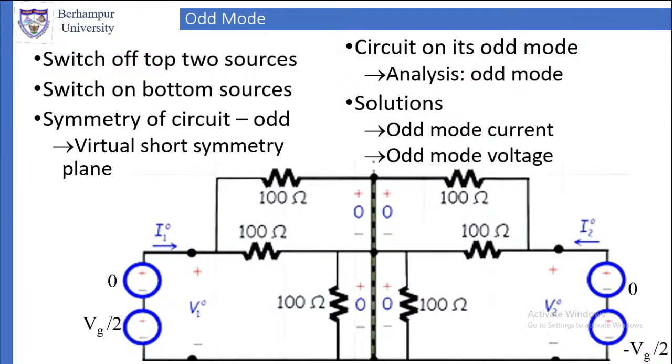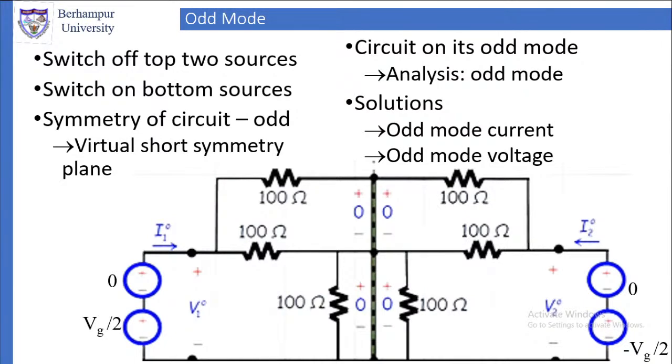As we have seen in the previous case, where the current was 0, in this case you will see that the voltage is 0. You can easily find that out using mental math. The voltage is 0 along the line of symmetry. Since it is along the line of symmetry, it is 0. The plane passing through the line of symmetry is called the virtual short symmetric plane.